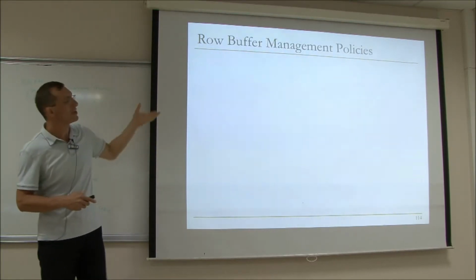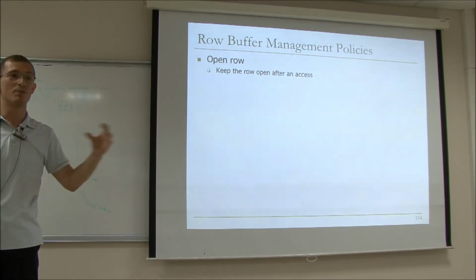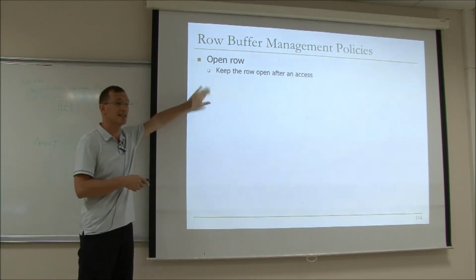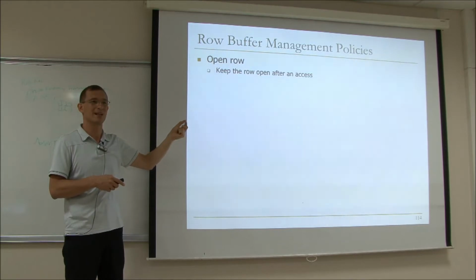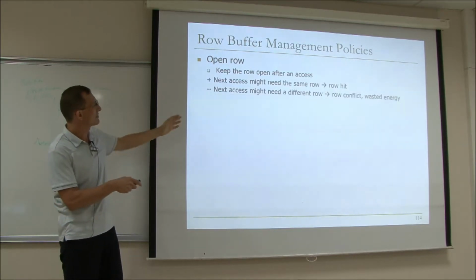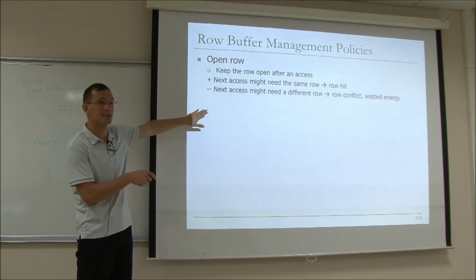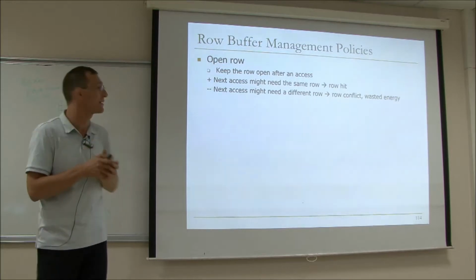There's also another policy, which is the row buffer management policy. How long do you keep the row buffer open, right? Open row policy says keep the row open after an access. If there's another access that's coming to that row, this is a good idea, probably, right? If there is, then you get a row hit. Otherwise, if the next access needs a different row, then you wasted time. You could have precharged the row, and you could have saved some time.